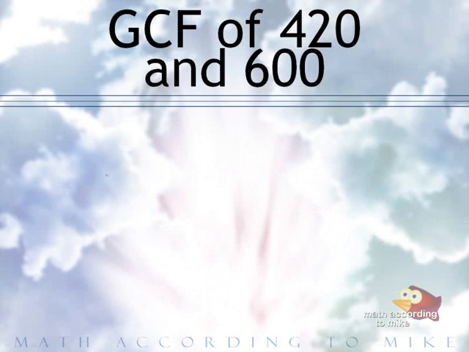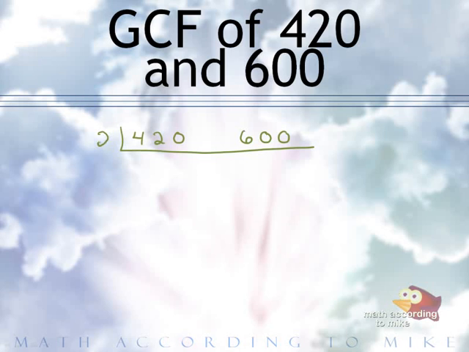The second method is the dividing by primes method. We're going to write the 420 next to the 600, and apparently I went green. I hope that's okay. And what we're going to do is we're going to divide out common primes and make sure you pick primes. For instance, notice both numbers are even, so we'll divide them both by 2.